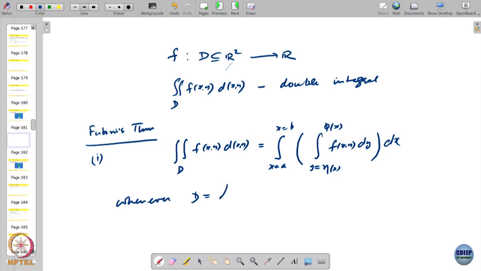whenever the domain D can be written as all points (x,y) such that x lies between a and b and y lies between some function eta(x) to phi(x). So this was type 1. So these are type 1 domains.